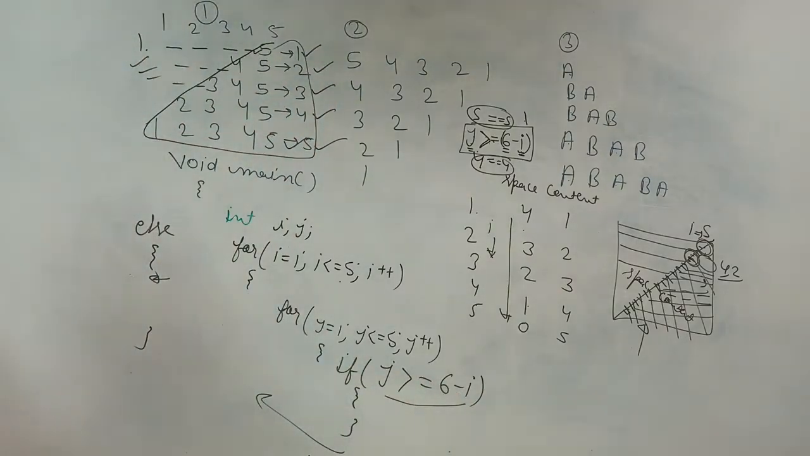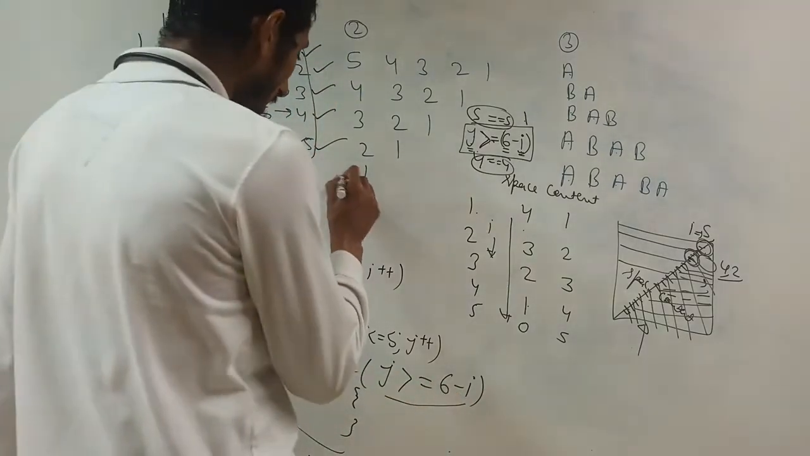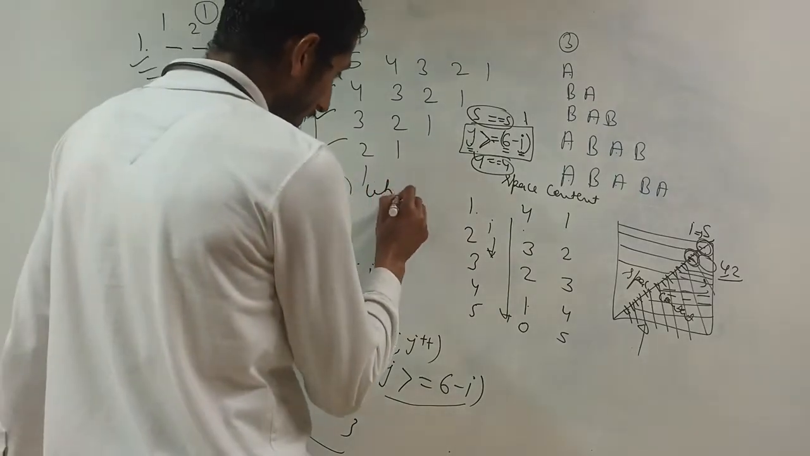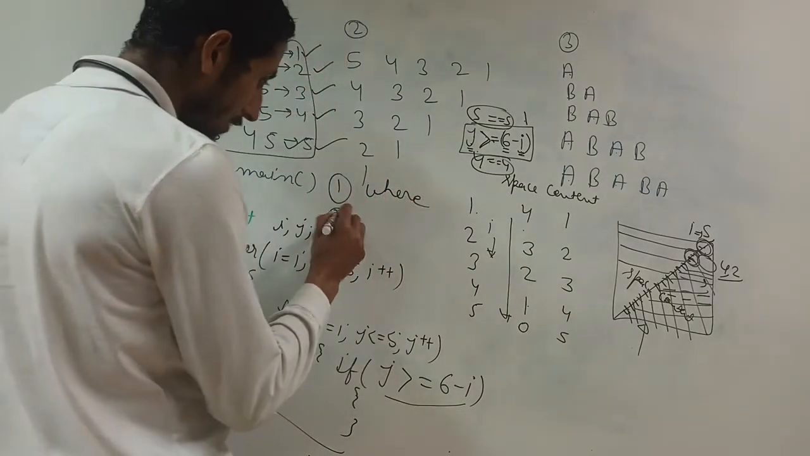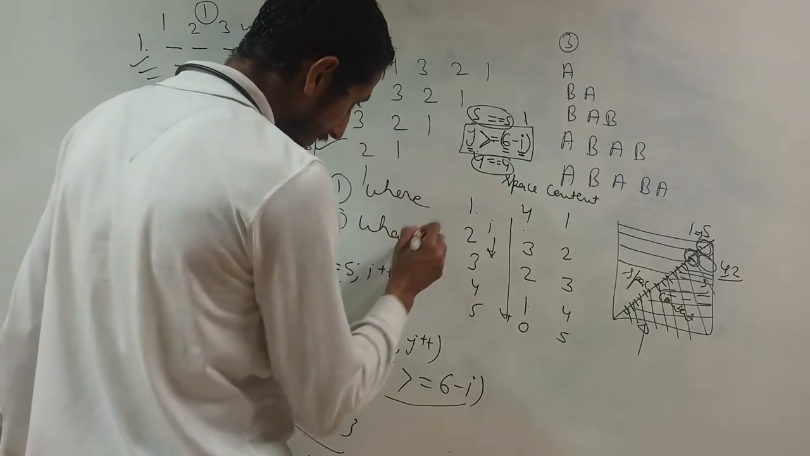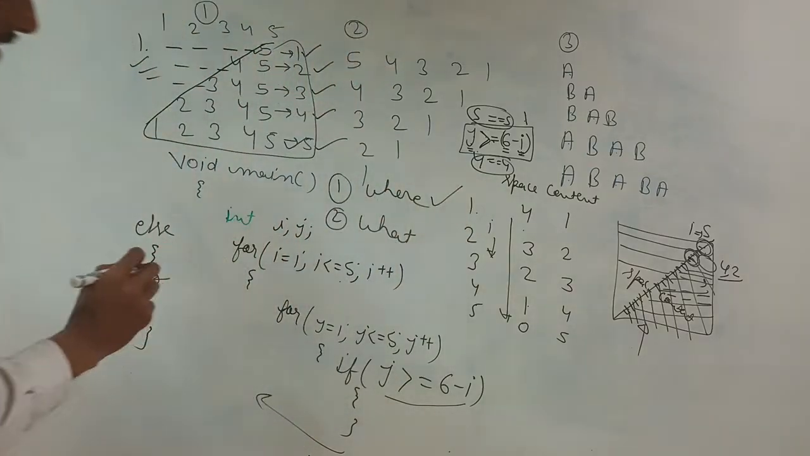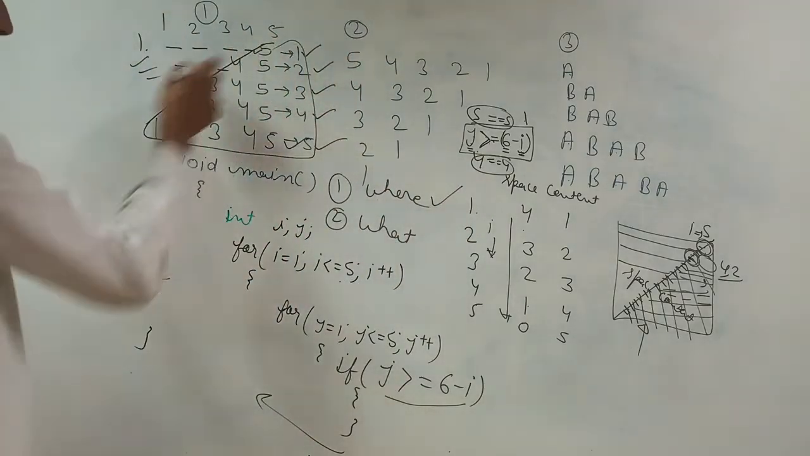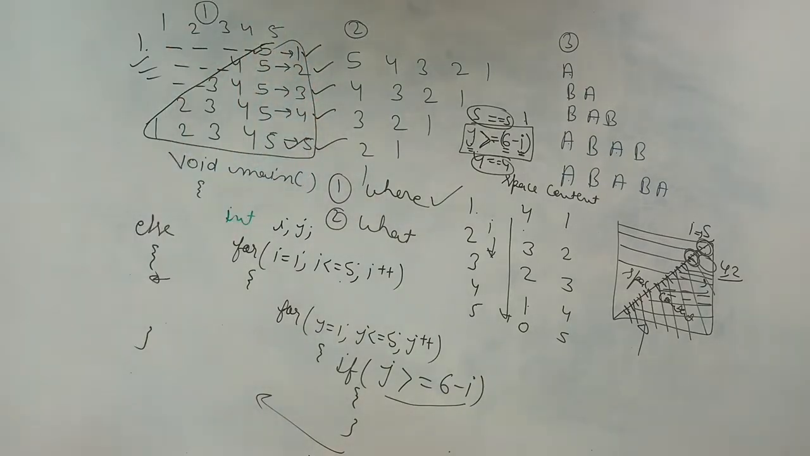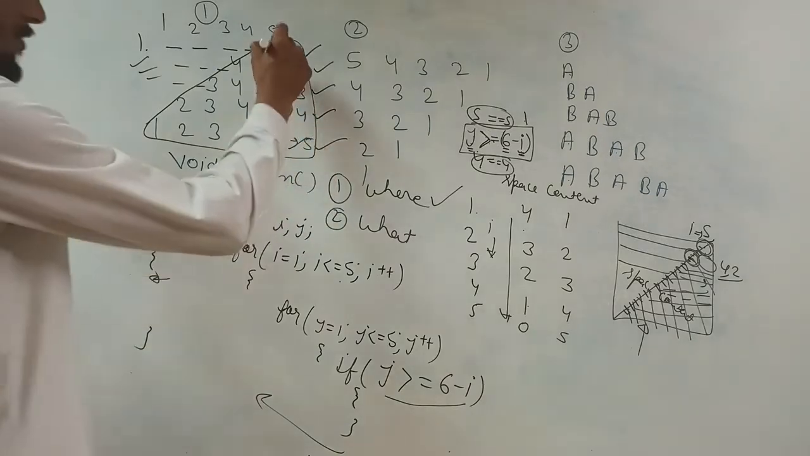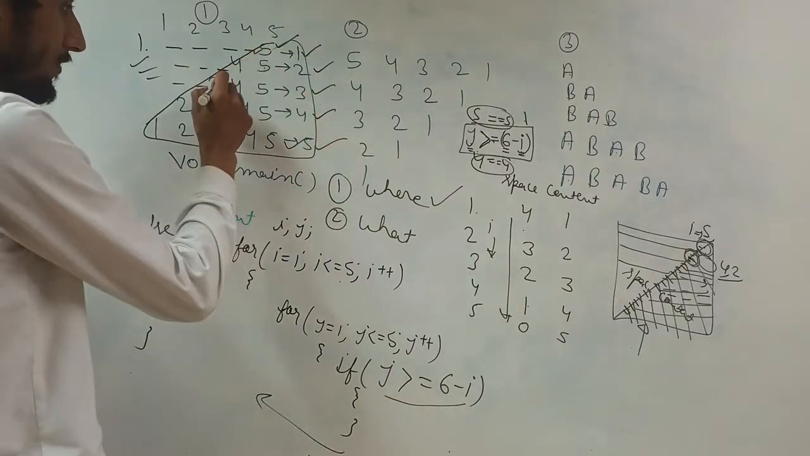In the last program, we saw that we have to identify two things: where to print, and second, what to print. I have decided where to print. It means in this area I have to print something. But what do we have to print? You have to print 5. Then 4, 5, 3, 4, 5.